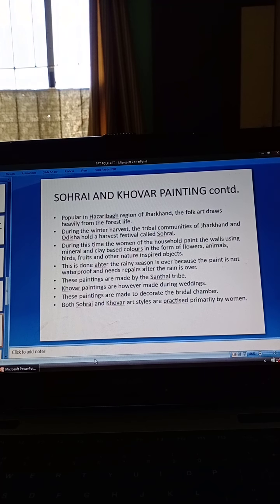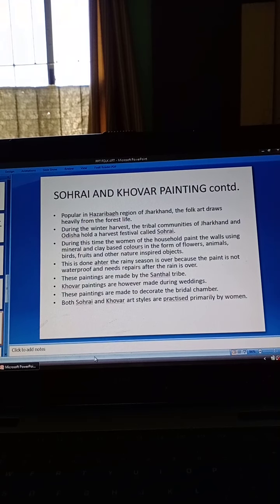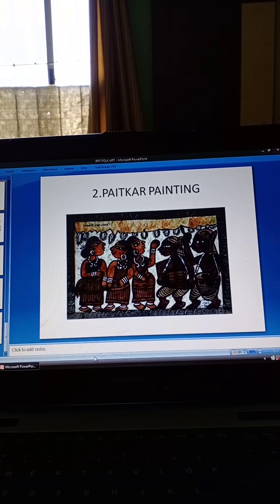And Khovar paintings are made during weddings. Much in common with the Madhubani paintings, they are also made during weddings. And these paintings are made to decorate the bridal chamber. Both Sohrai and Khovar art styles are practiced primarily by women. Again, a similarity with Madhubani painting. One similarity is that they are made mostly at the time of weddings, and another similarity is that they are practiced mostly by women.